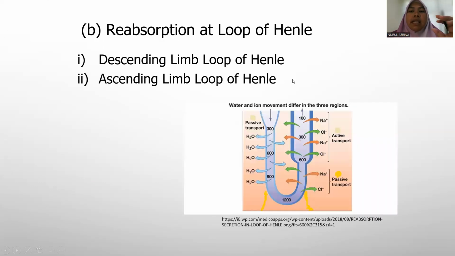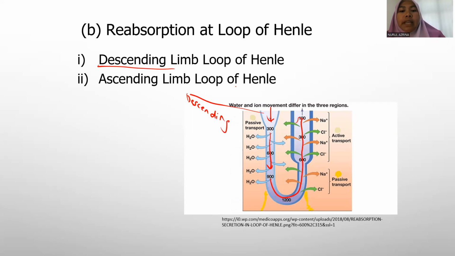Now let's see the reabsorption process at the loop of Henle. The loop of Henle is divided into two: the descending limb. Which one is descending? The one where you can see the filtrate moving down. So this is the descending loop of Henle. As the filtrate travels upwards, it moves along the ascending limb of the loop of Henle. Remember, Henle must be a capital letter.